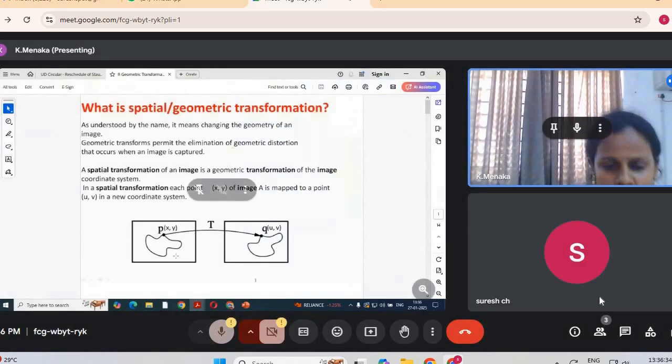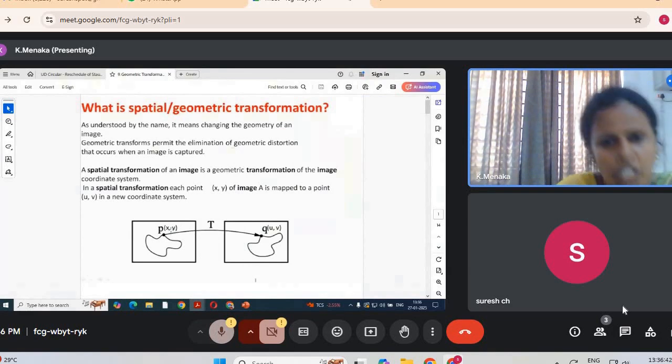What do you mean by spatial? As you all know, coordinates are spatial coordinates. x comma y is the location in the image. So these location x comma y coordinates are called the spatial coordinates. A spatial transformation of an image is a geometric transformation of the image in the coordinate system.